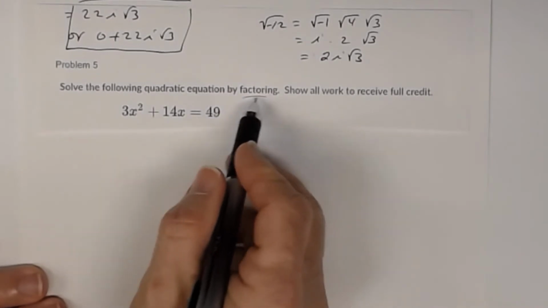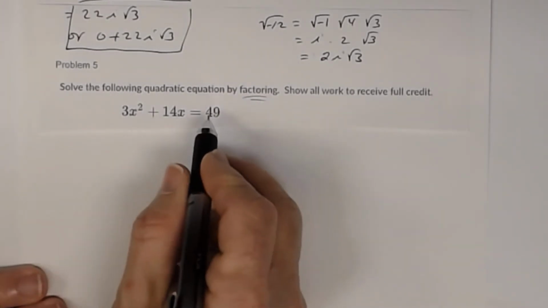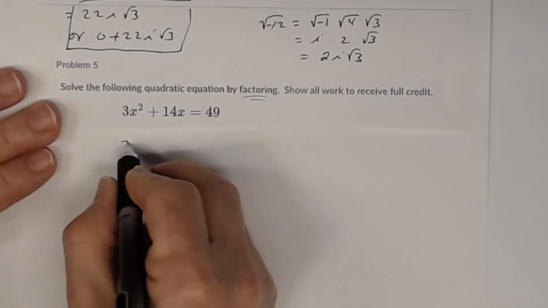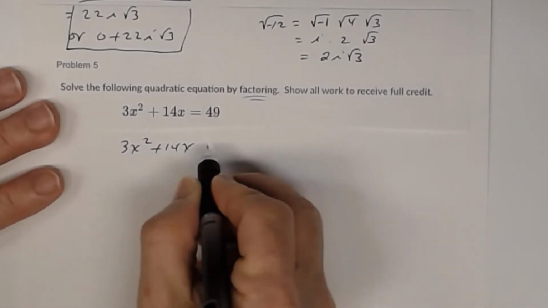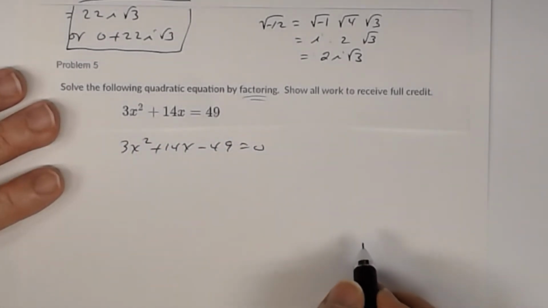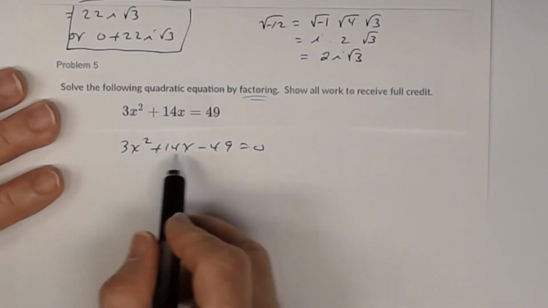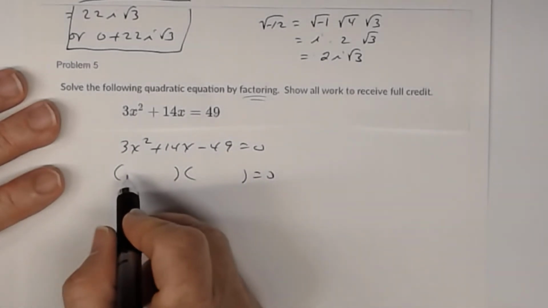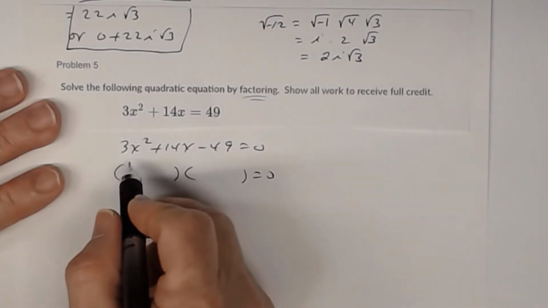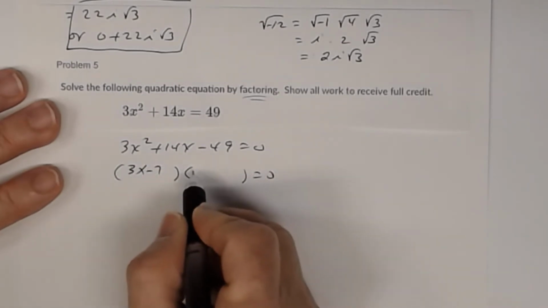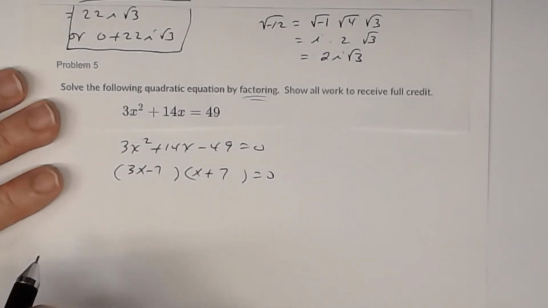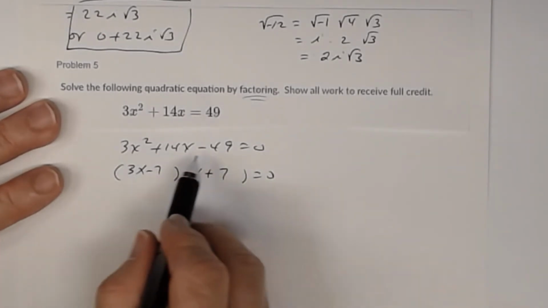So what you have to do, again, we're doing this by factoring. So let's bring all the terms to one side because you've got to put it in standard form. And you want 0 on the other side because you're going to be using the zero factor property. So I get 3x squared plus 14x minus 49 equals 0. And so if we factor the left-hand side, that quadratic trinomial, we can factor this as 3x minus 7 times x plus 7. If you multiply this out, you'll get this back.